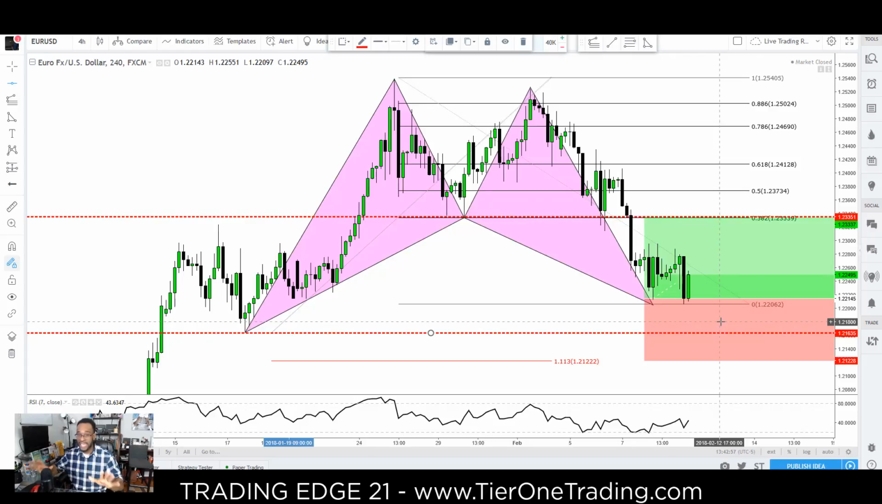They don't have to complete exactly at the D point and rally in the opposite direction. The D point is just the completion point. That's where we're looking to get involved. But anywhere in that zone between the D and the X leg is still going to be valid.